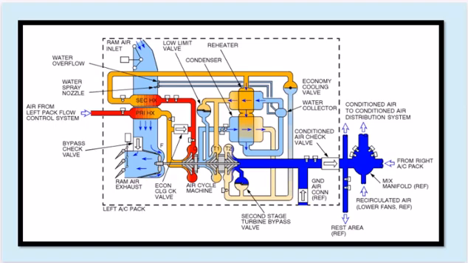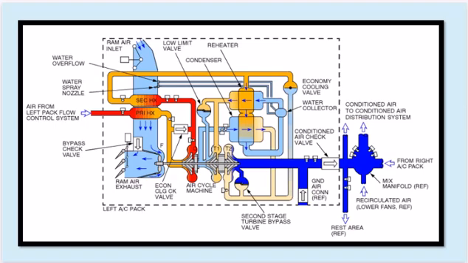Ram air inlet, draws in ambient air from outside the aircraft. Low limit valve, regulates ram airflow to prevent excessive cooling. Reheater, adds heat to conditioned air for temperature control. Condenser, removes heat and moisture from the air. Water spray nozzle, injects water for cooling and humidity control. Air cycle machine, core compresses, cools, and reheats air for conditioning.